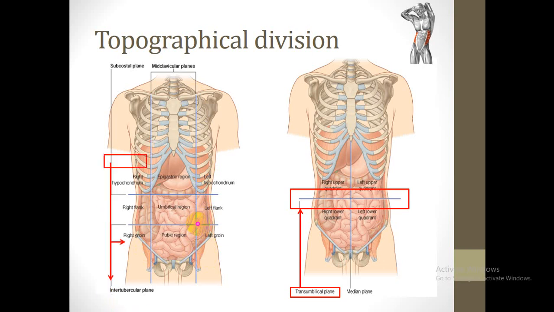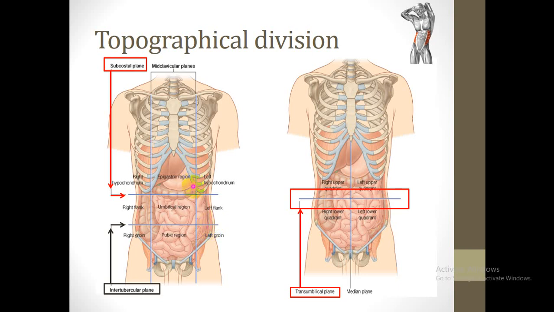The upper horizontal plane is called the subcostal plane, which passes just beneath the costal margin through the body of the third lumbar vertebra, and the lower horizontal plane is called the intertubercular plane, which passes through the tubercles of the iliac crest of both sides.